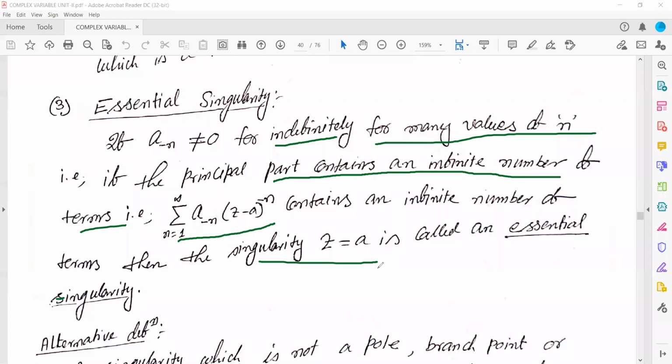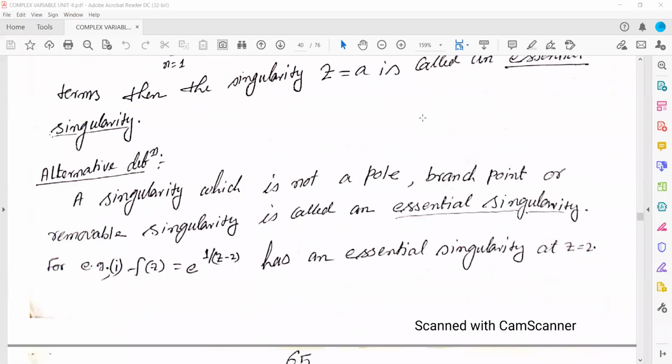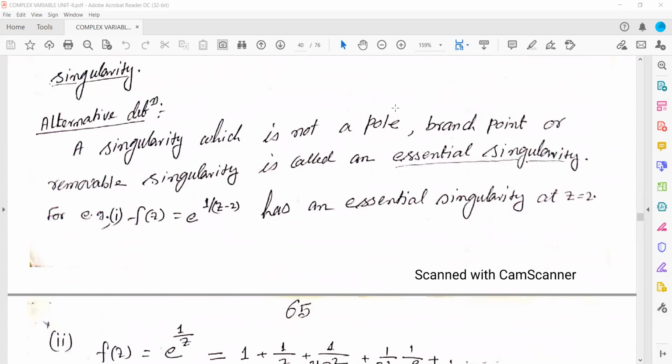Then z equal to a is called an essential singularity. So if the principal part contains an infinite number of terms, then the singularity is called an essential singularity. And in another way, how will you check this? A singularity which is not a pole, a branch point or a removable singularity, that singularity must be an essential singularity.